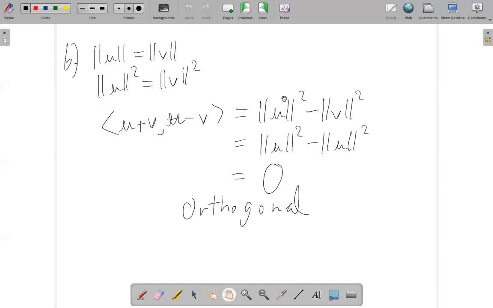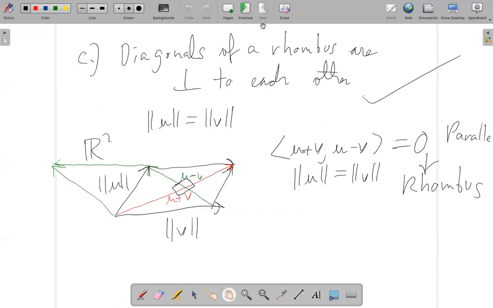Now, how can we conclude that this means that the diagonals of a rhombus are perpendicular to each other? That's simple. If we take a look at the Euclidean space R2, we can see this just by manipulating vectors around in tip-to-tail addition. So you have a vector u and a vector v. You just simply add them tip to tail using the parallelogram law. That's u plus v. U minus v will be in the opposite direction.